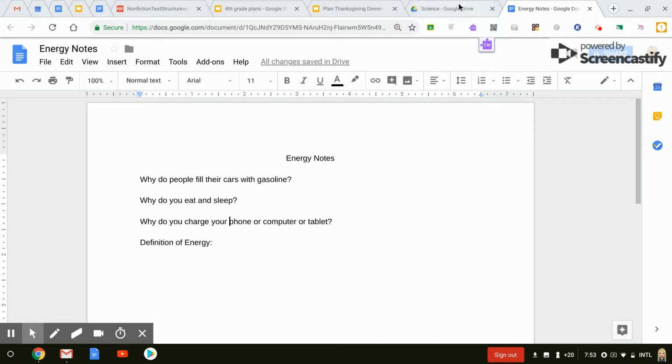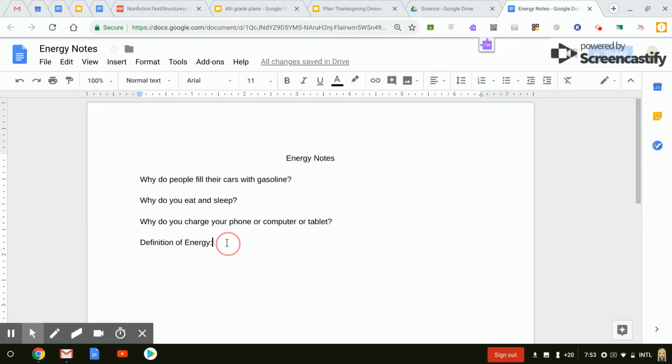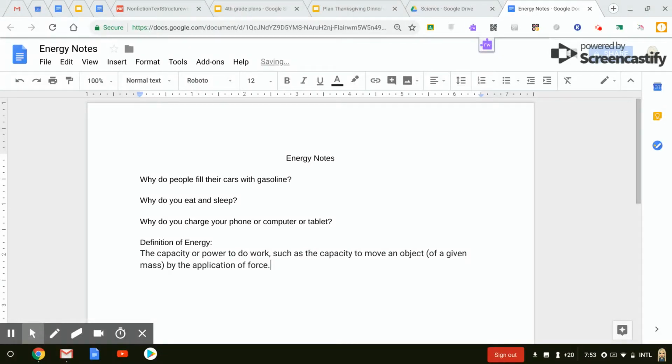So I'm going to go on and tell you the definition of energy. I've got it ready to paste here. The definition of energy is the capacity, which means the ability or power to do work, such as the capacity to move an object of a given mass or weight by the application of force. And that sounds like a lot of words that you may not understand. Don't worry, that's why we're learning this. This is just an introduction to what energy is.